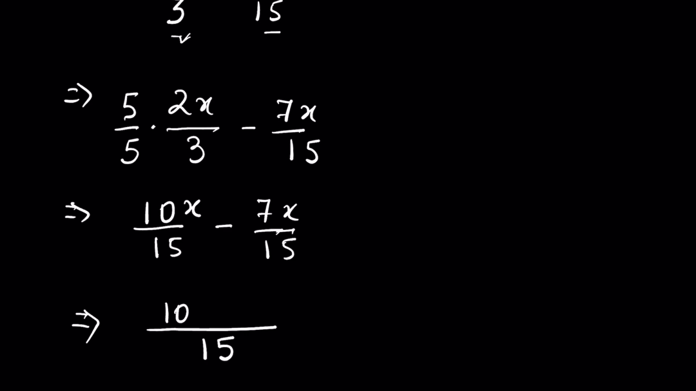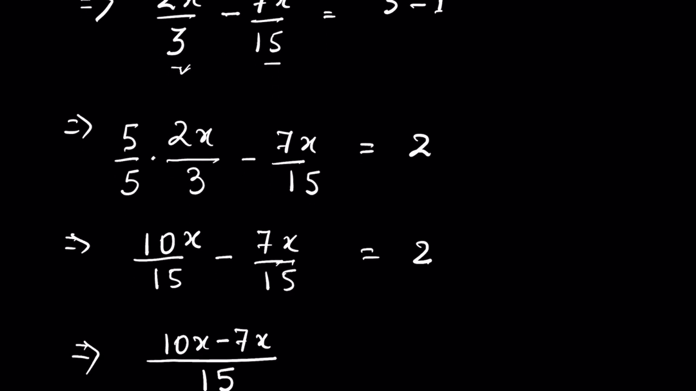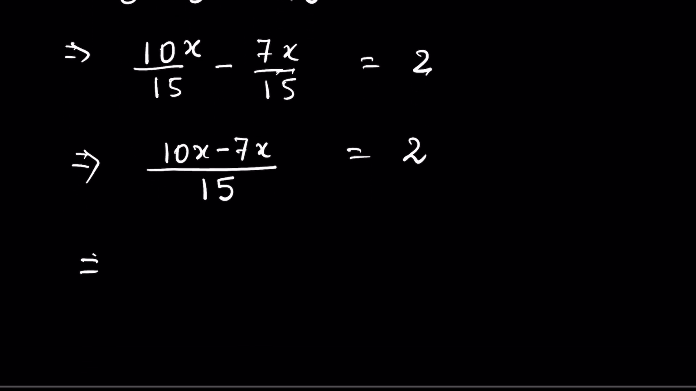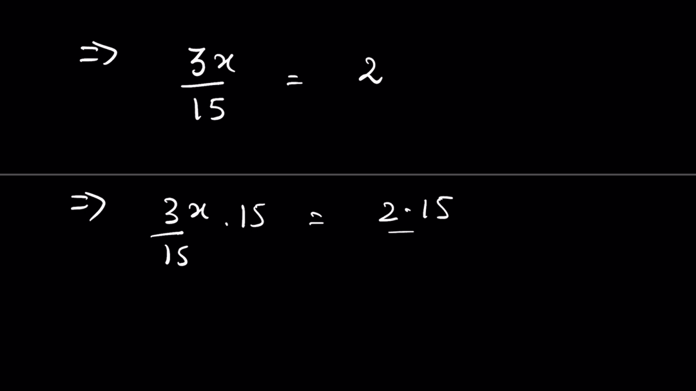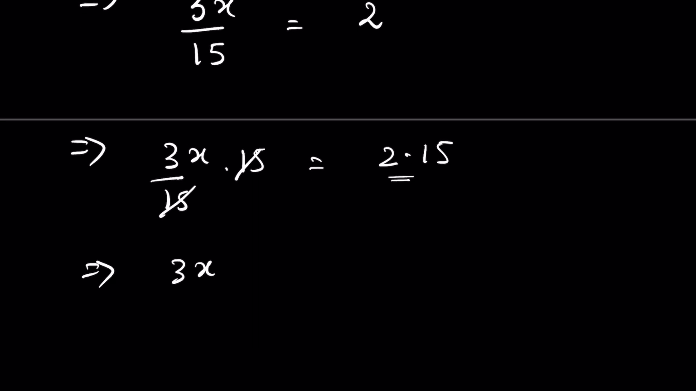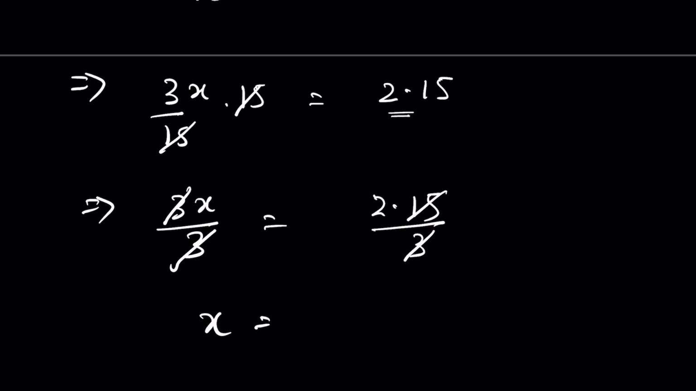Write 15 here, 10x minus 7x. So write here 2, since 3 minus 1 was 2. Now 10x minus 7x is 3x, upon 15 is equal to 2. Now first multiply both the sides by 15. This is called the reciprocal action, and we do the same thing on the other side to balance the equation. So 15 and 15 get cancelled. 3x, divide both the sides by 3. When we do the same action on both the sides, it balances the equation. So 3 and 3 get cancelled. x will be 5 times 2, which is 10. So x will be 10.